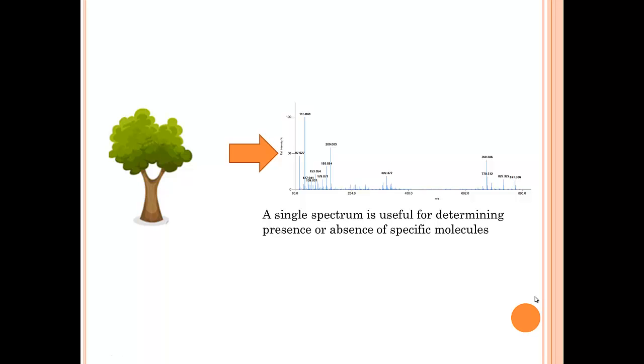This is a typical spectrum of a piece of wood. This happens to be a sample of Swietenia mahogany. But what you see are a bunch of peaks. And these peaks are usually very useful for determining the presence or absence of a specific molecule. And if that molecule is diagnostic or species specific, one can make inferences of species.